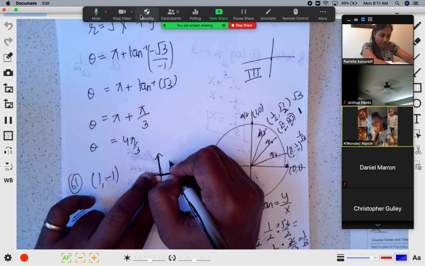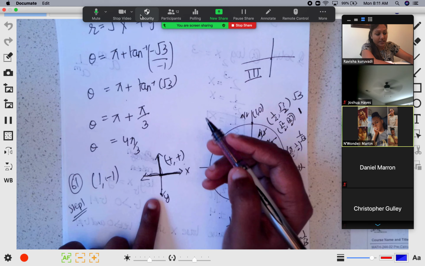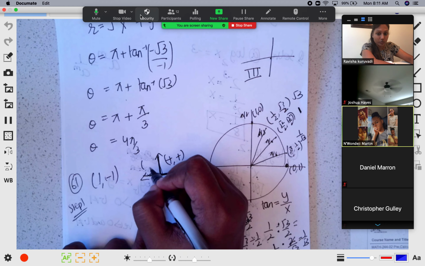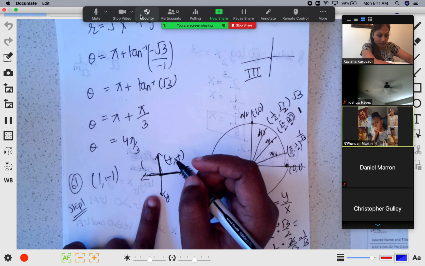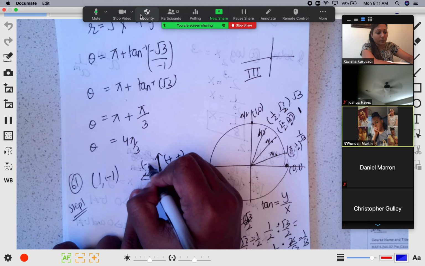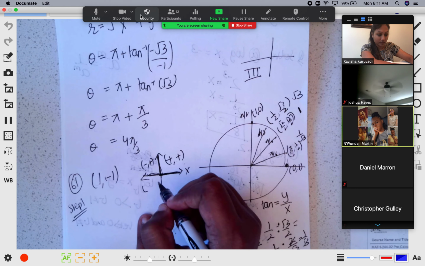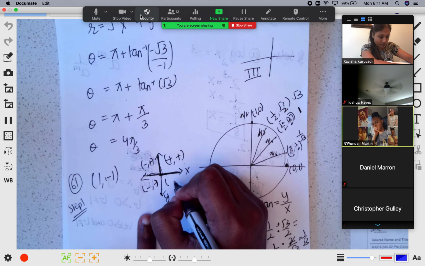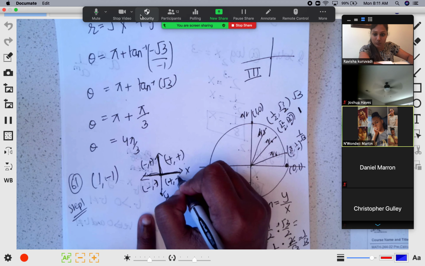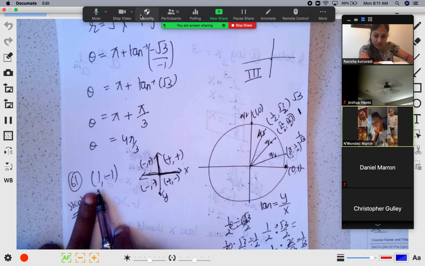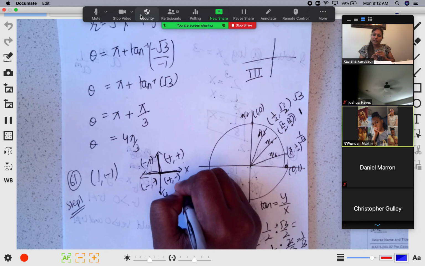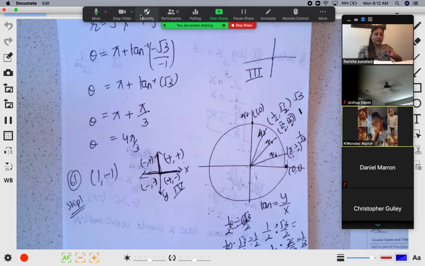Both are positive, right? What about my second coordinate? The Y is positive, the X is negative. What about my third coordinate? They're both negative. What about my fourth coordinate? The X is positive, the Y is negative. Now look at this point here. My X is positive, Y is negative. Which quadrant am I talking about? The fourth quadrant. Exactly. That's my step 1.